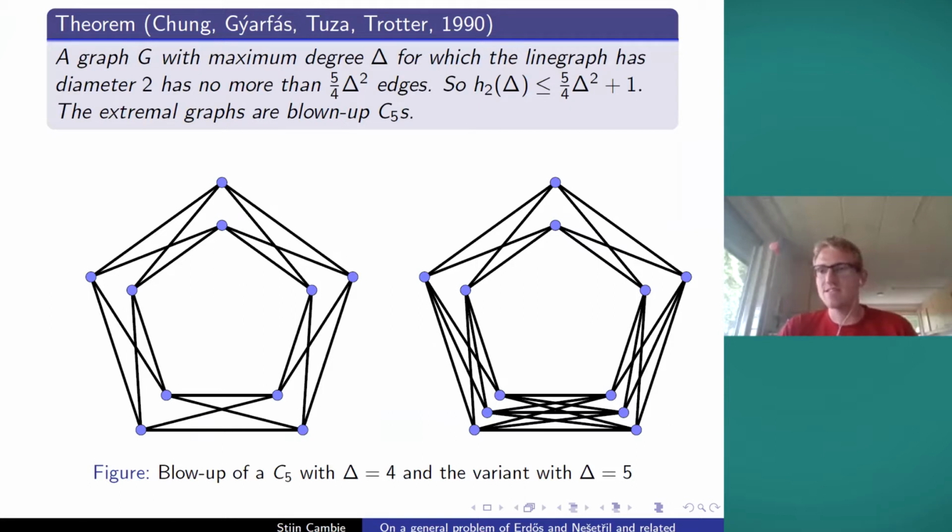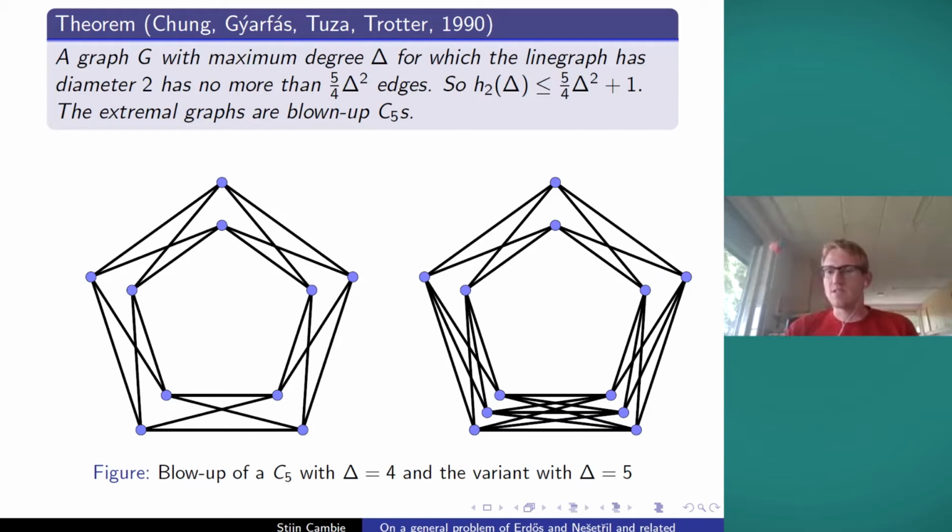And in this case, these are the blown up C5s. So you start with a C5, and you replace every vertex with an independent set of order delta over 2, possibly with some rounding. So in the two pictures on the left, it's presented for delta equals 4. So you have a pretty regular construction. Every independent set of the blow up has order delta over 2.